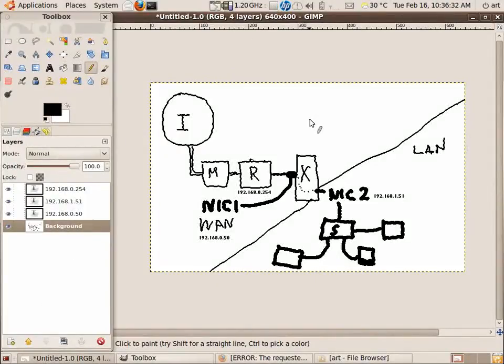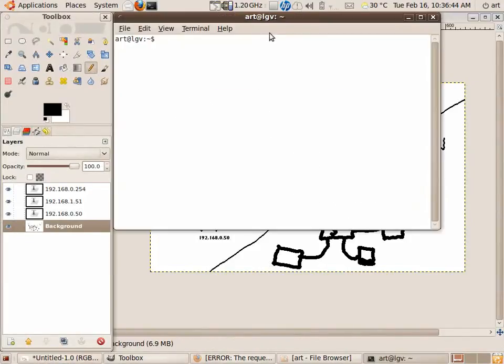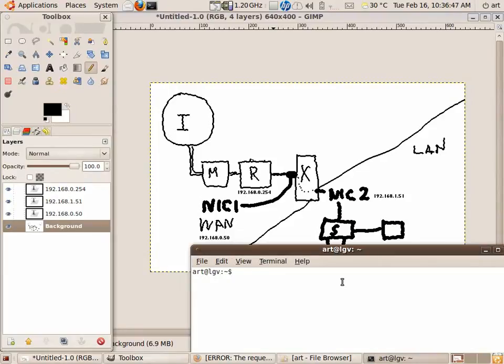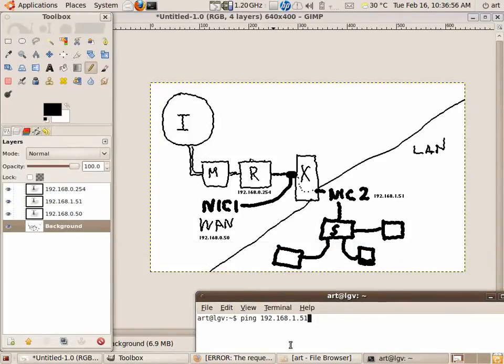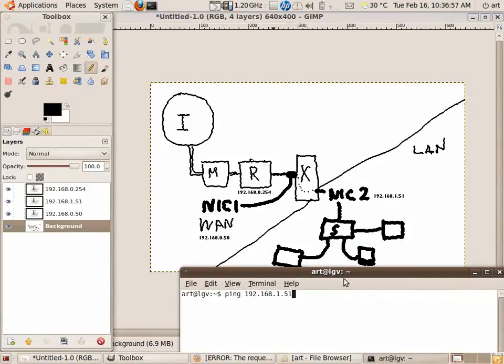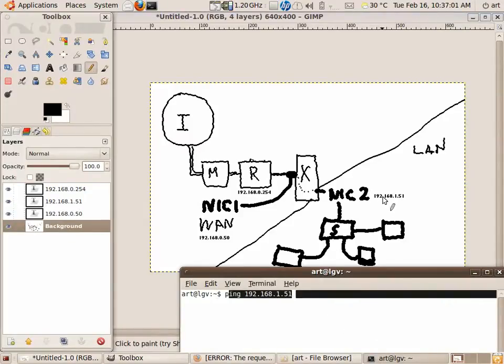Hi guys, so now that we already have the workstation connected to NIC2, before moving on, make sure that on your workstation you type ping 192.168.1.51, just to make sure. If it produces a result and the host is found, then you're good to go.